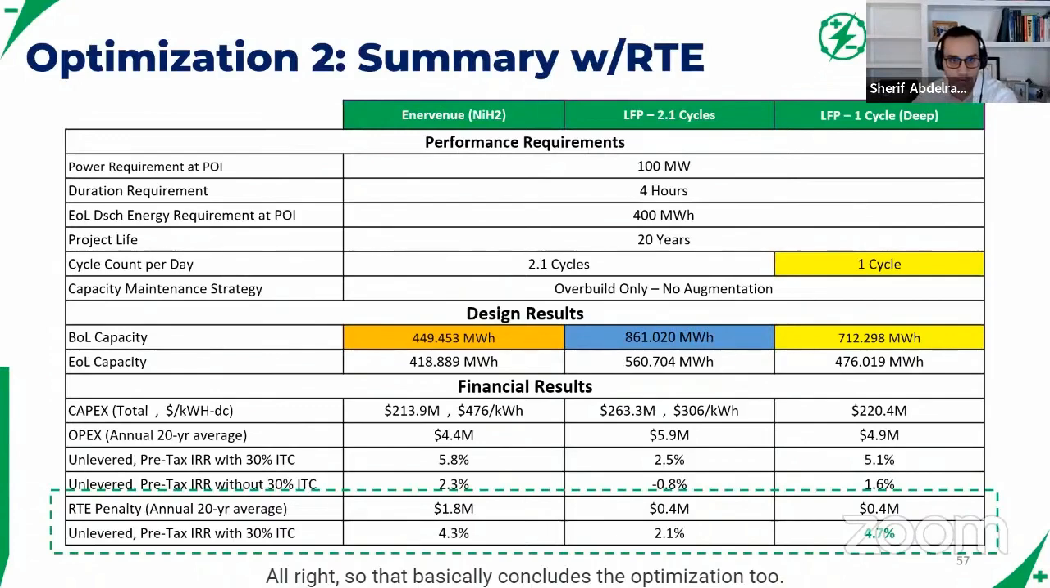All right, so that basically concludes optimization two. So I think we can take a couple of questions here. There's a chat question in the chat here. Is charge and discharge cumulative percentage the battery state of charge? And that was from Lynn Apollis, Lauren.